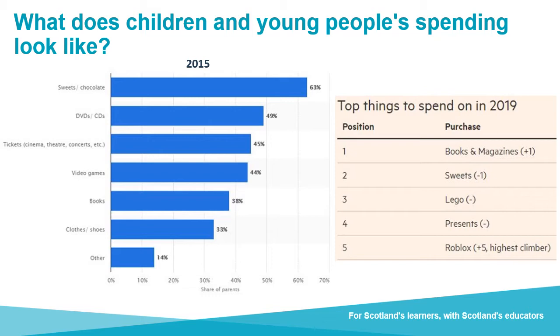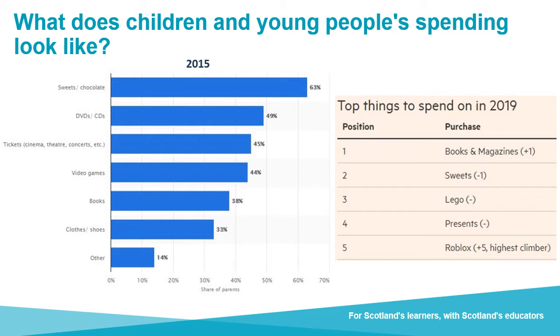DVDs and CDs are probably the ones that have fallen the furthest. And you can see on the right hand side there that Roblox is up to 5. It's climbed 5 places, and that'll come under video games. So again, it's not a direct comparison, but you can see the sort of thing that children and young people spend their money on. There's quite a few bits that stay the same.